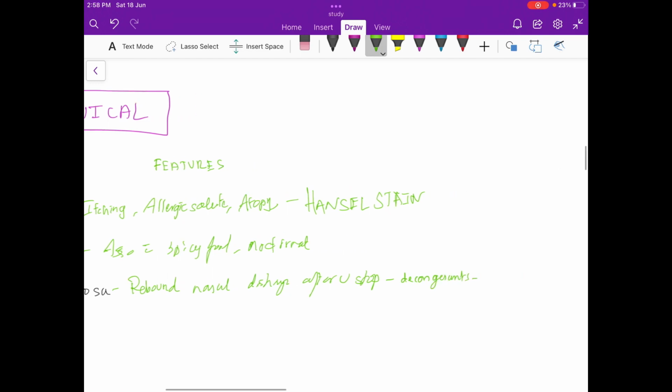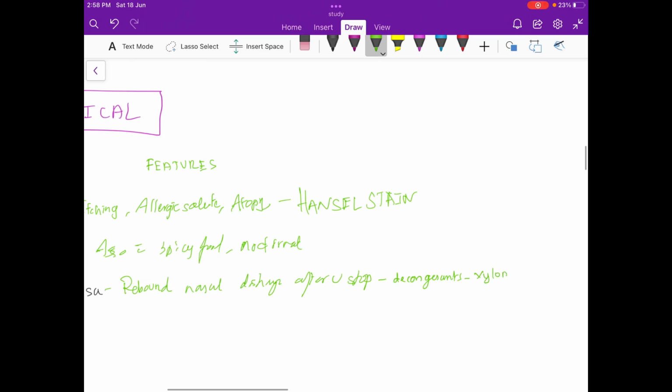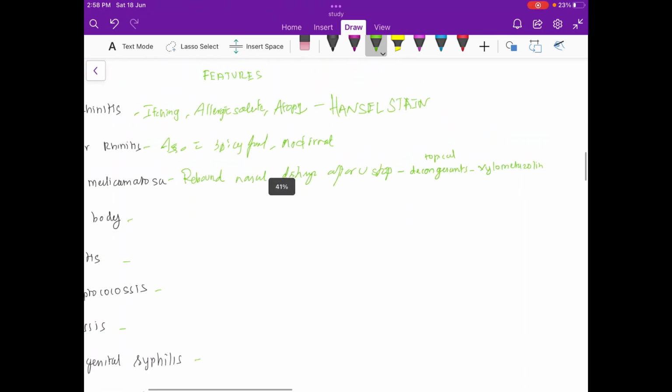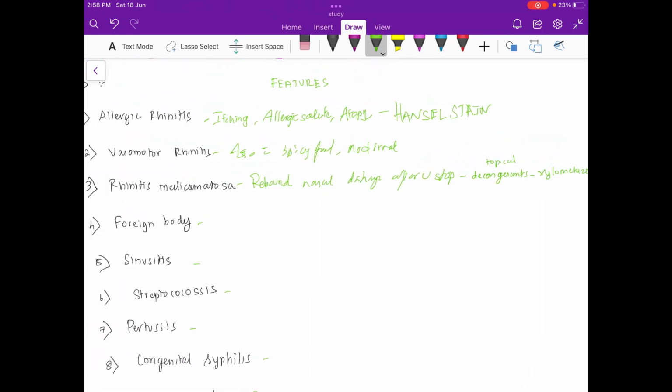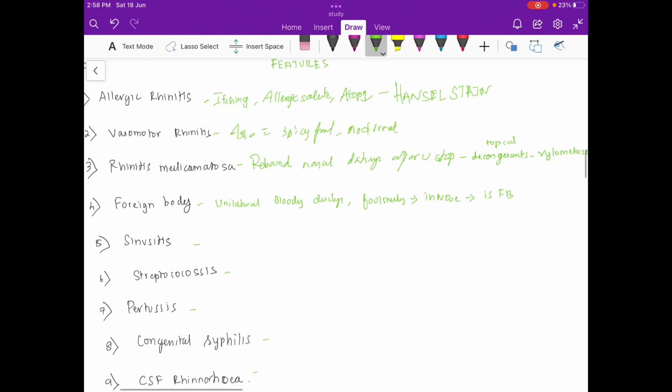It's like xylometazoline. These decongestants are topical. And foreign body. Foreign body, there is a rule in foreign body which says that unilateral bloody discharge, foul smelling in nose is foreign body unless proved otherwise.